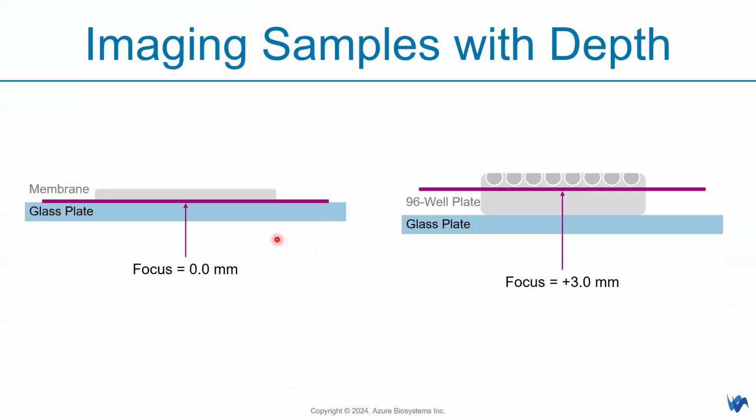All right. So let's look at imaging samples with depth in Sapphire FL. So let's say we have a membrane, like your fluorescent Western blot membrane. Okay, so the focus plane will be at 0 mm because you lay it flat on the glass scan bed. And if you're using, let's say, a plate, 96 well plate or 6 well plate, then the focus plane we need to set, preset, will be at 3 mm. All these are already preset, and also you can freely adjust the focus in the capture software as well.